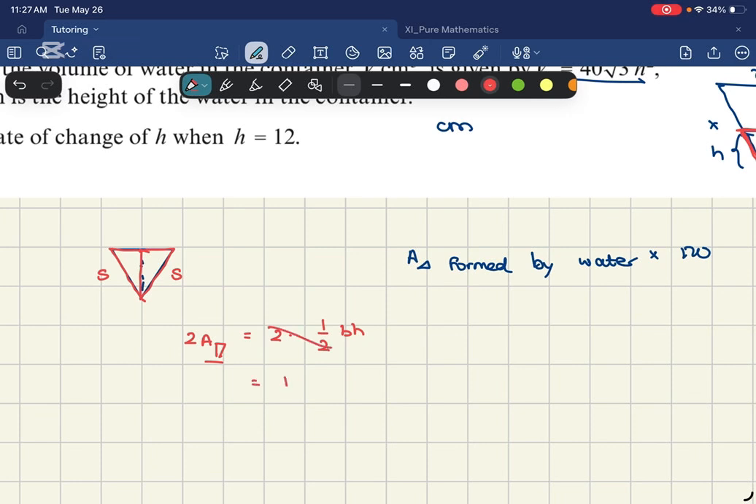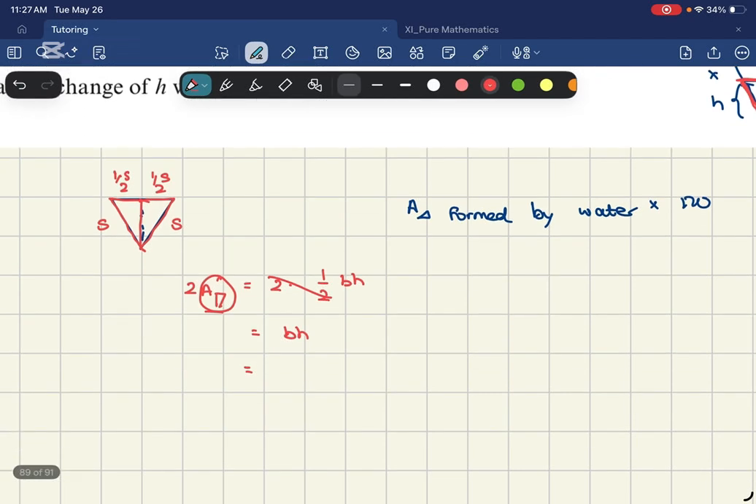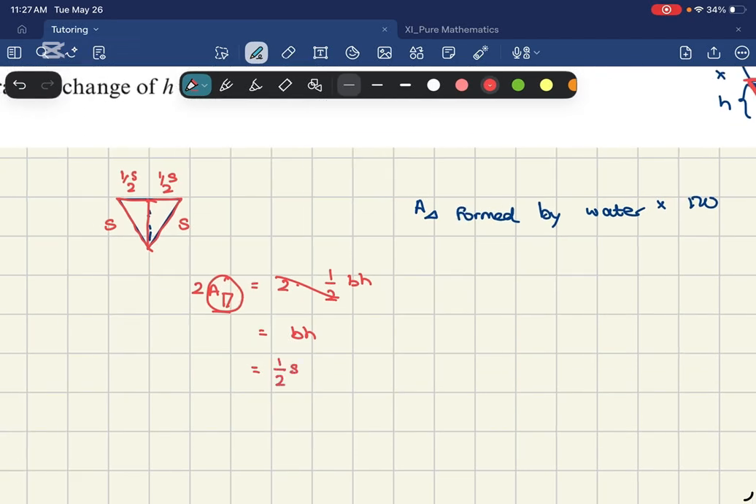So these will cancel out. So it's just going to be base times height. What is the base? Base is going to be half S, right? Base of the right triangle. Half S and half S together will give me S. So the base is just half S and the height is just H. All right.